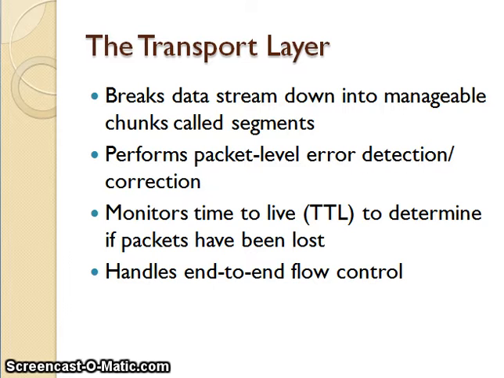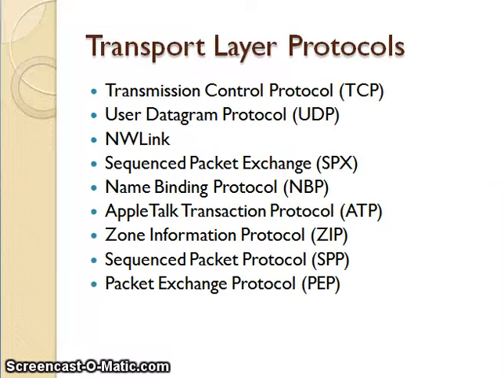The responsibilities of the transport layer: it breaks the data stream down into manageable chunks called segments. Here the transport layer uses the segments concept, and it also performs a packet-level error reduction and correction method. It monitors time to live, that means TTL, to determine if packets have been lost. And finally it handles end-to-end flow control. The protocols used in the transport layer are TCP, UDP, ATP, NBP, ZIP, SPP, and PEP.